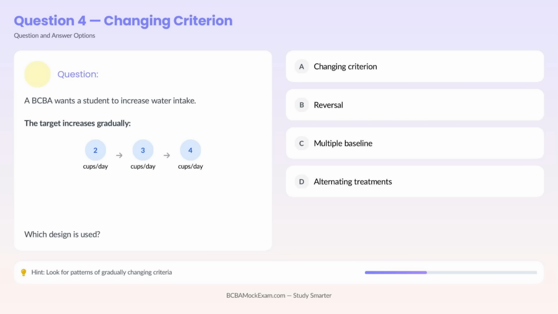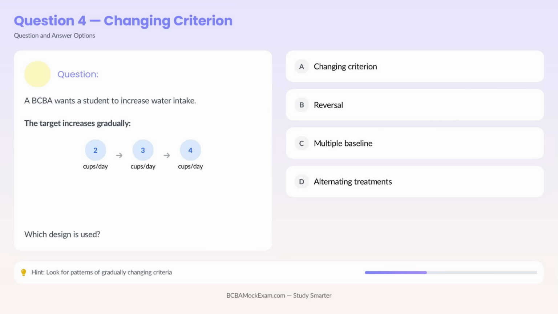Question 4. A BCBA wants a student to increase water intake. The target increases gradually. 2 cups per day, 3 cups per day, 4 cups per day. Which design is used? A. Changing criterion. B. Reversal. C. Multiple baseline. D. Alternating treatments.